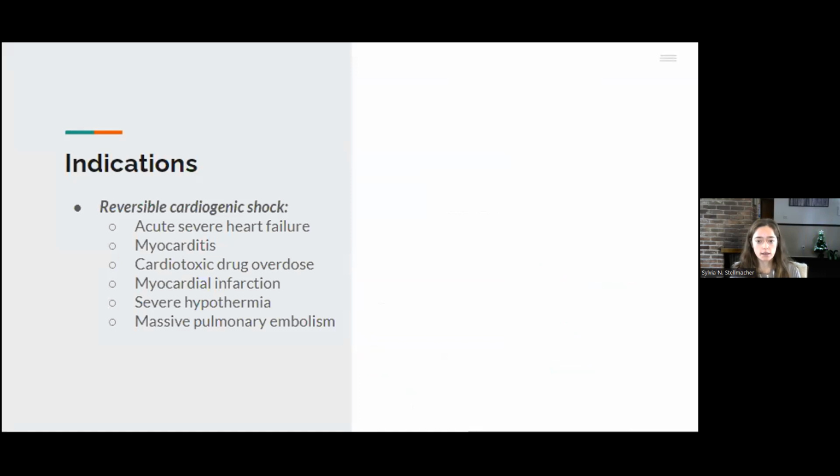So reviewing the indications for VA-ECMO, again, it's for reversible cardiogenic shock. VA-ECMO is not a destination or an end therapy for cardiogenic shock. It's most commonly used for acute severe heart failure. It can also be used for myocarditis, cardiotoxic drug overdoses, a myocardial infarction, severe hypothermia, and a massive pulmonary embolism.